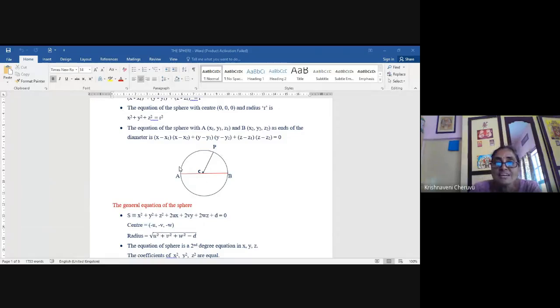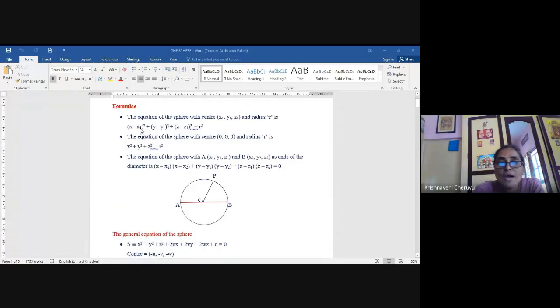Now, if the center is the origin, when you put 0 for x1, y1, z1, you will get this as the equation of the sphere whose center is the origin and radius is r. So if you know even the ends of the diameter, see AB here is the diameter. If A is known to you and B is known to you, then also you can find out the equation of the sphere by using this formula. See, A is say (x1, y1, z1). The other end of the diameter B is say (x2, y2, z2). Then using this formula, you can find out the equation of the sphere with A, B as ends of the diameter.